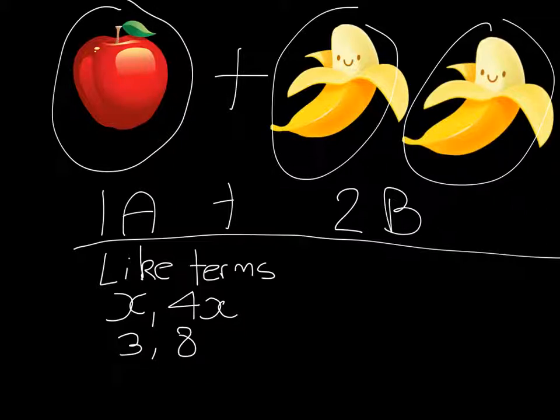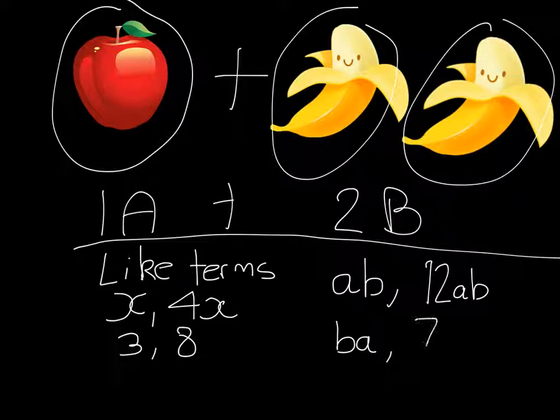Some other examples. So let's say I had a term AB. I can represent an unknown number with 2 letters if I want. I can use whatever I want. So AB and 12AB. They would be like terms. But guess what? I can actually change the order of letters because when I multiply things together, the order doesn't matter. So remember, 4 times 3 equals 3 times 4. So BA and say 7AB are like terms, even though they have a different order, okay?